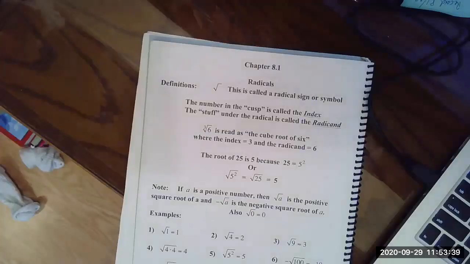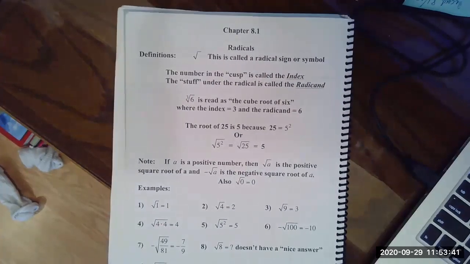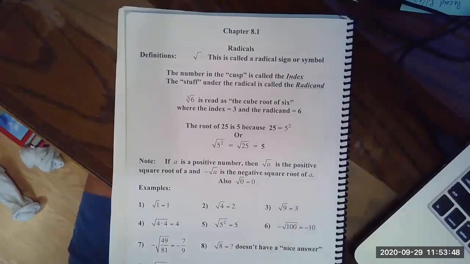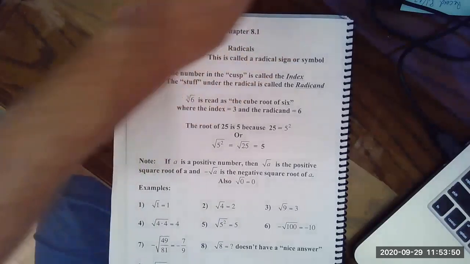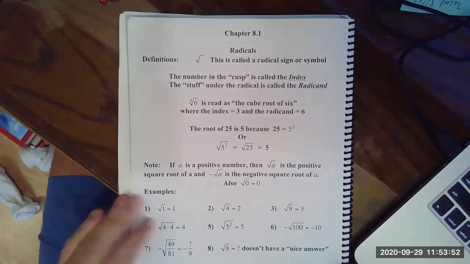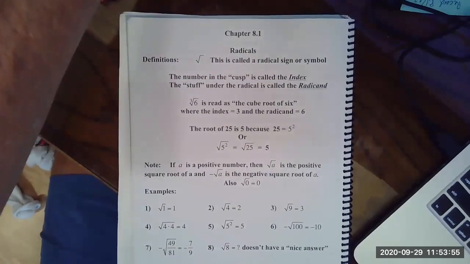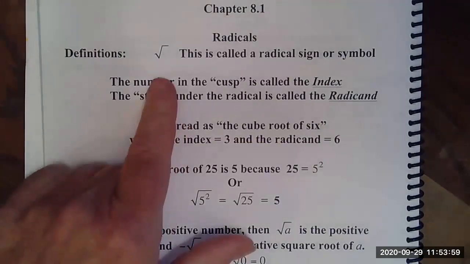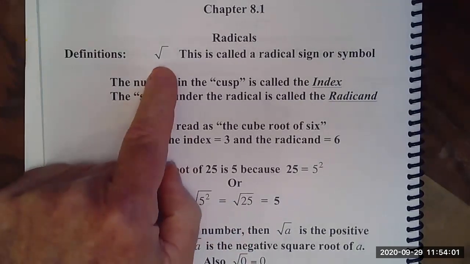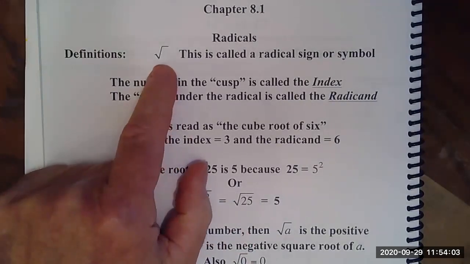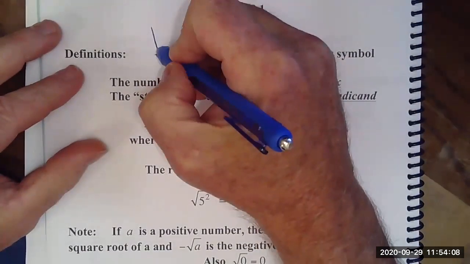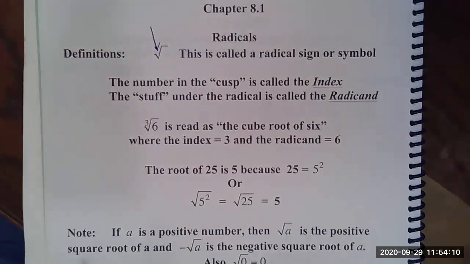So I'll be working right out of your packet like I typically do. And so if you turn in your packet to section 8, we'll get started on your introduction to radicals. There's a few things that I hold you responsible for knowing. Some of the vocabulary. That symbol, which you probably recognize, is called a radical sign. And there's a little cusp right here, looks like a check mark.